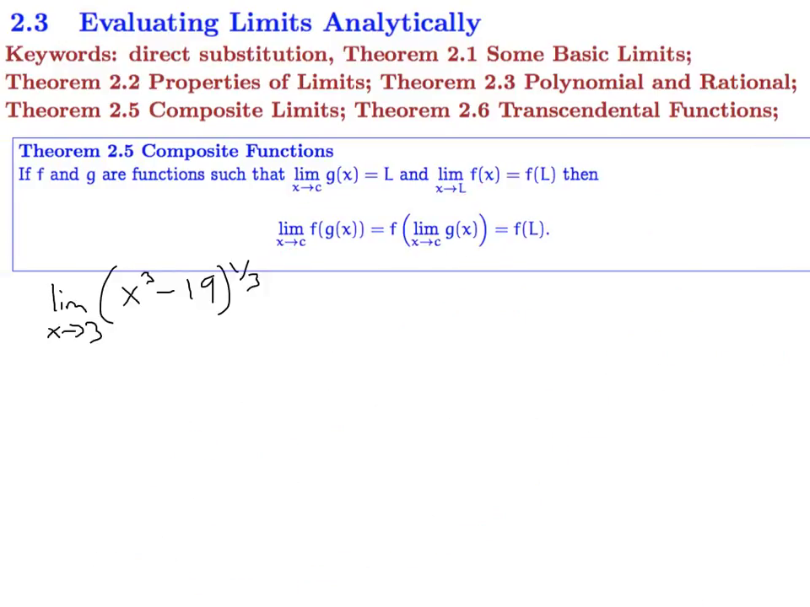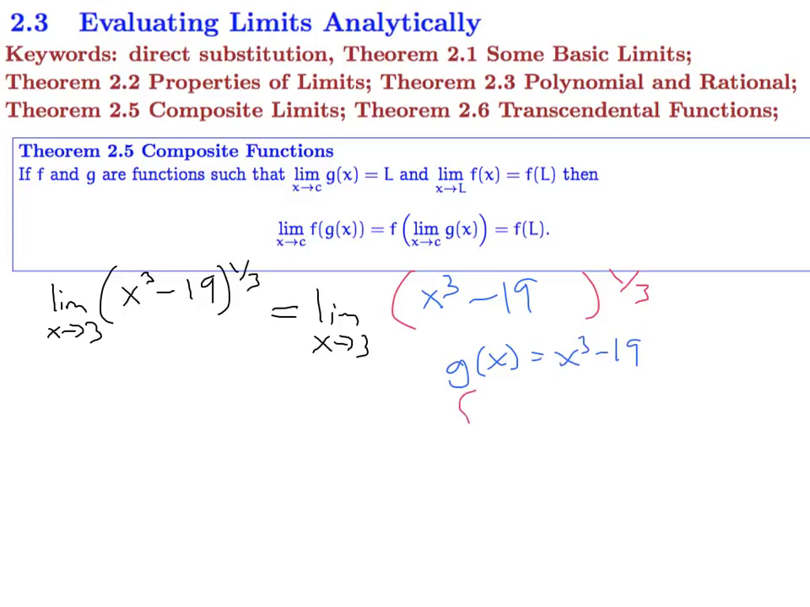So you should take a minute to try to compute this limit on your own. The limit as x approaches 3 of (x cubed minus 19) all to the 1/3. If we do this limit in pieces, we have the limit as x approaches 3 with an outer function to the 1/3 power and an inner function in our composite of x cubed minus 19. So in terms of the theorem, our inner function is x cubed minus 19 and our outer function f of x is x to the 1/3.